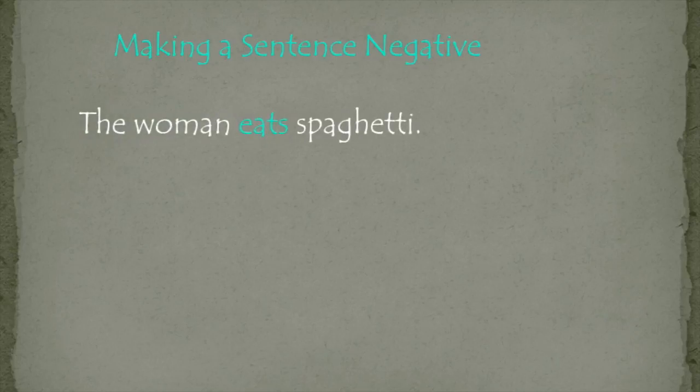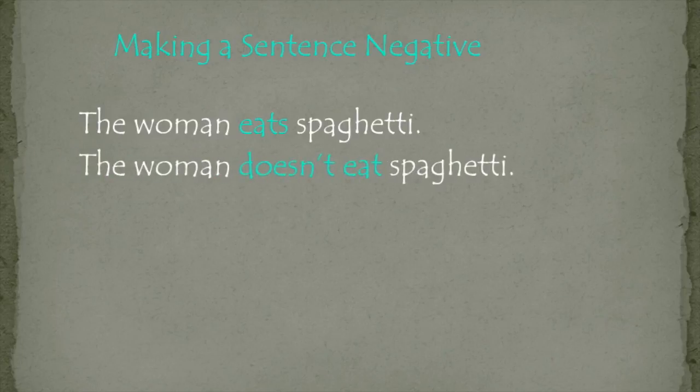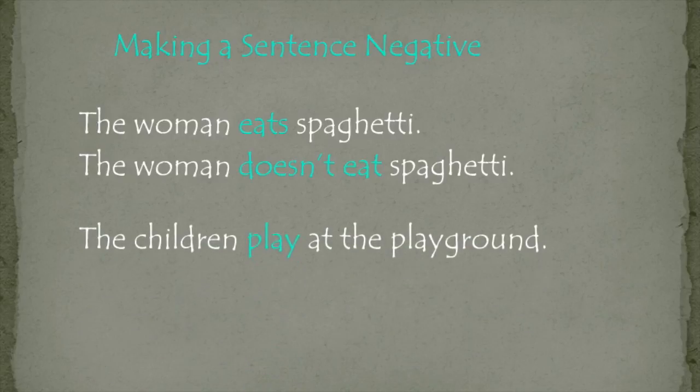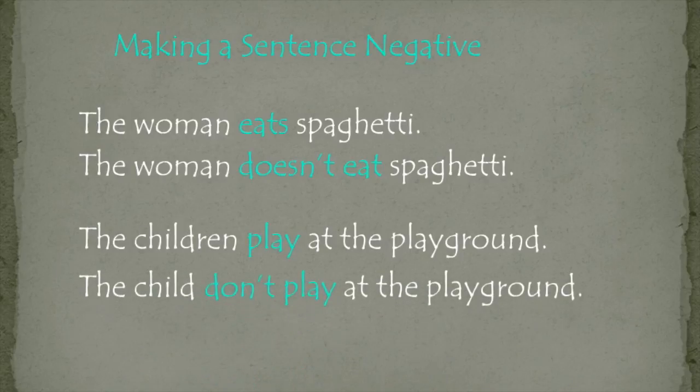So now we're going to look at making a sentence negative. In the third person singular, doesn't is added to the base form of the verb to form the negative. For example, the woman doesn't eat spaghetti. Now, if the sentence is plural, instead of adding doesn't, you add don't. The children don't play at the playground.